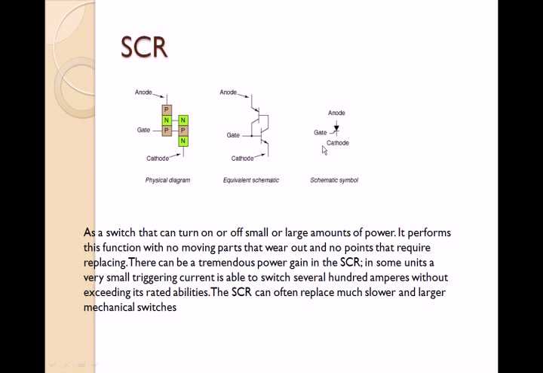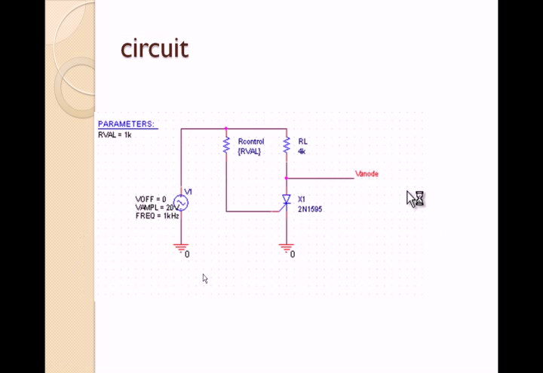It is a switch that can turn on and off small or large amounts of power, and it performs this function with no moving parts. That's why there is no wear and tear, and no points to replace. It can control tremendous power. In some units, a very small trigger current is able to switch a very large current. The SCR can often replace much slower and larger mechanical switches.